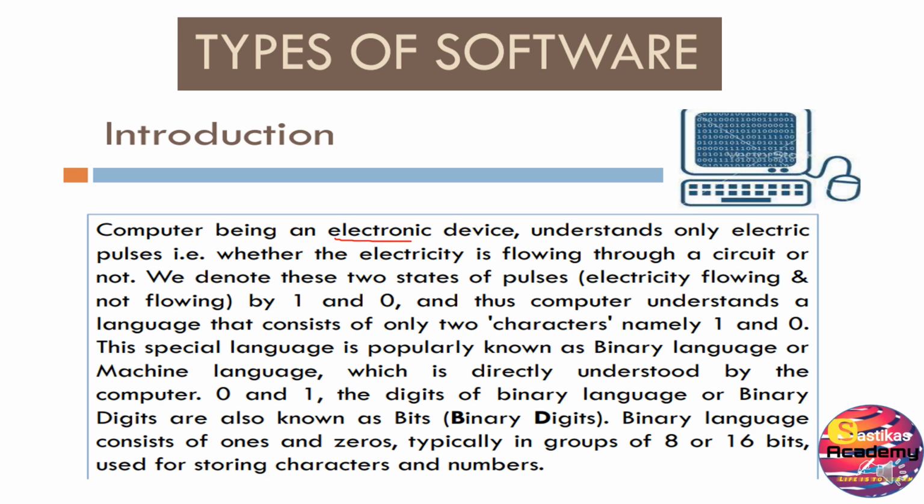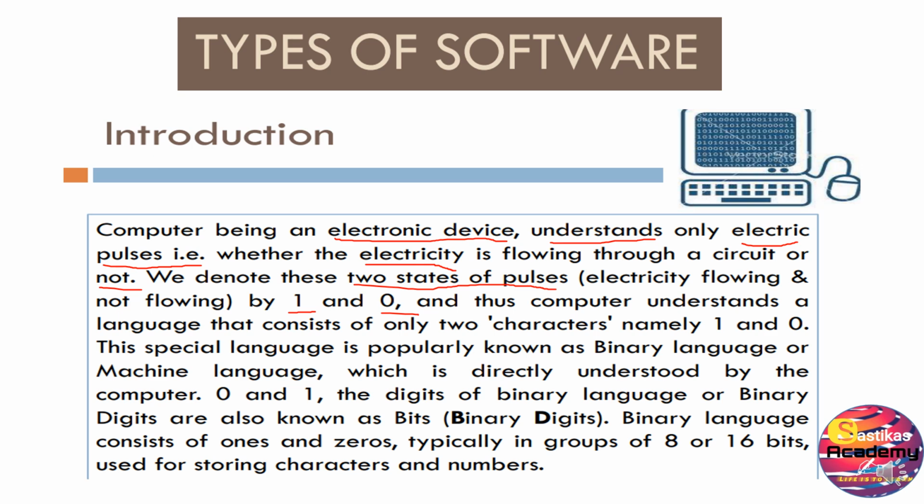A computer understands only electrical pulses. Electrical pulses mean on and off. If the electricity is flowing in a circuit, it is on. If not, it is not working. So that is on and off, two states of pulses in electricity. That is considered as 1 and 0.